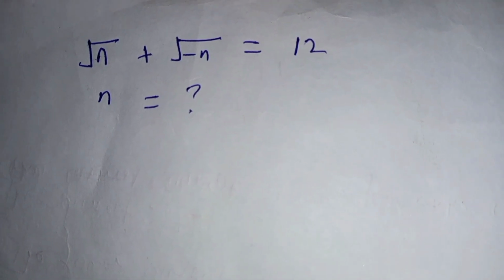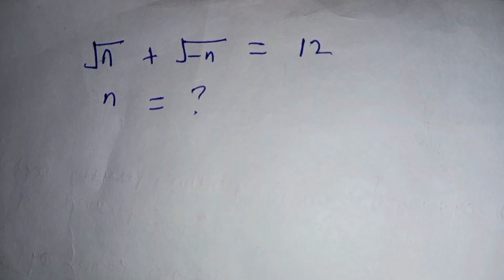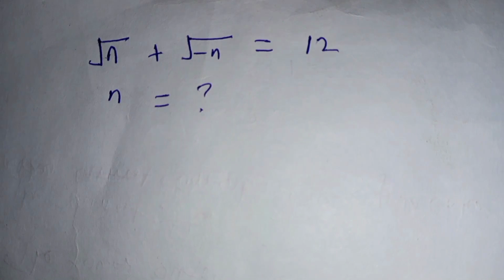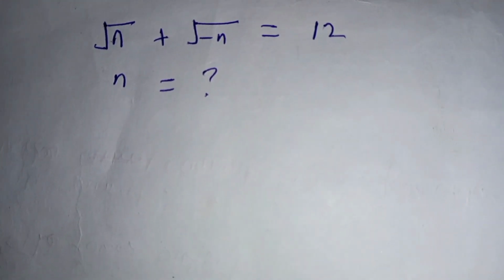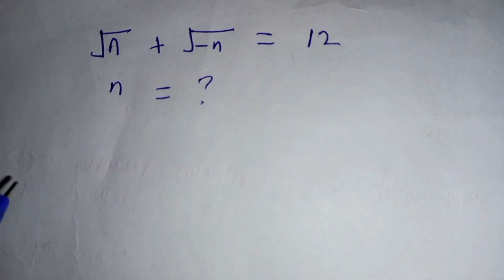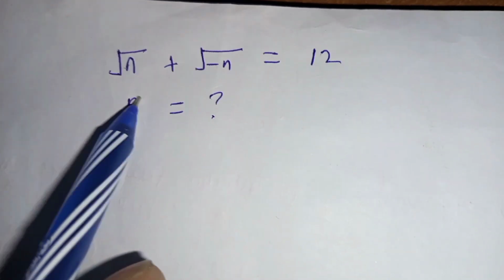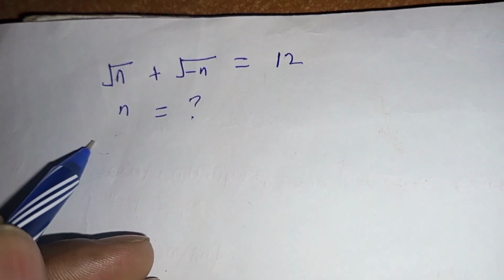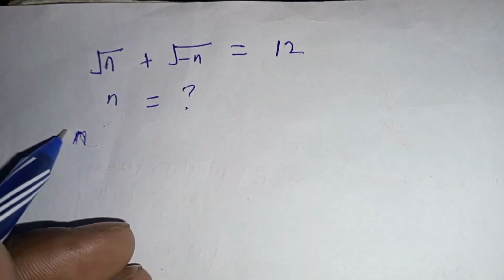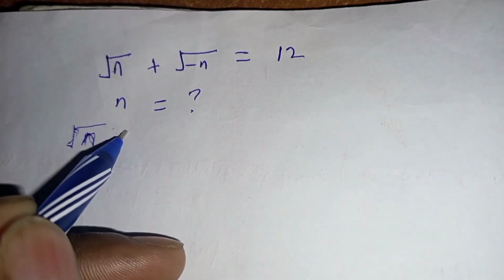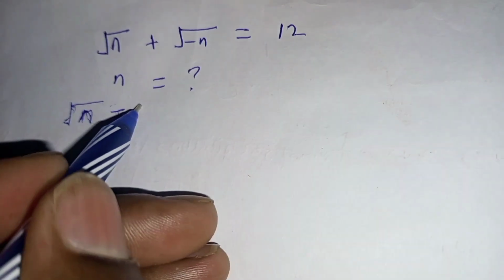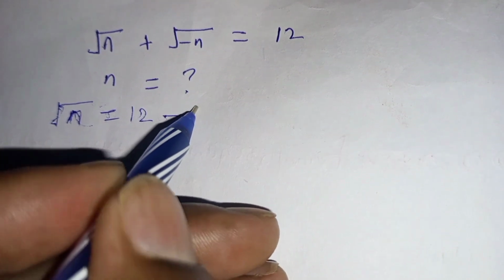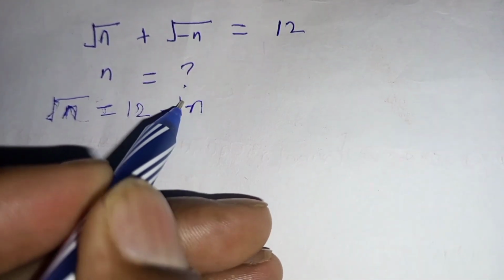We have square root of n plus square root of negative n being equal to 12. So to begin with, we take square root of negative n to the right, so that on the left we shall be left with the square root of n being equal to 12 minus square root of negative n.